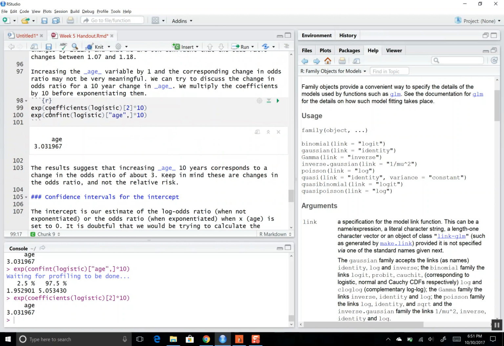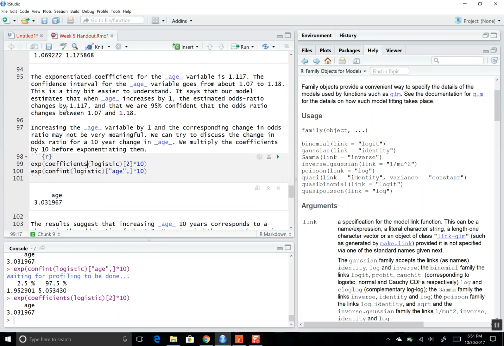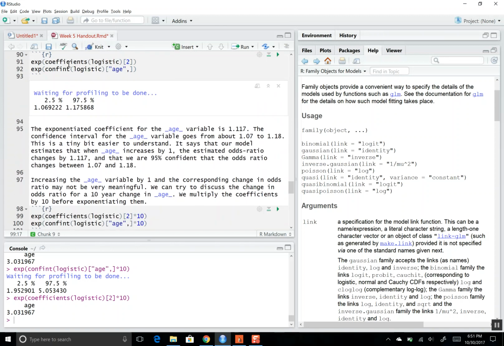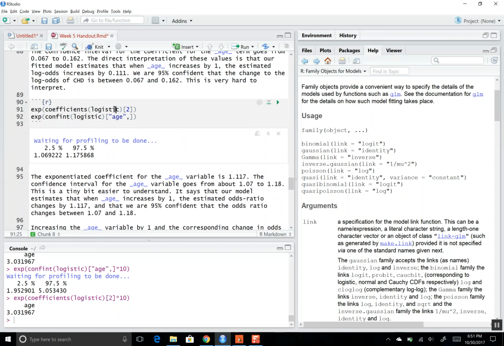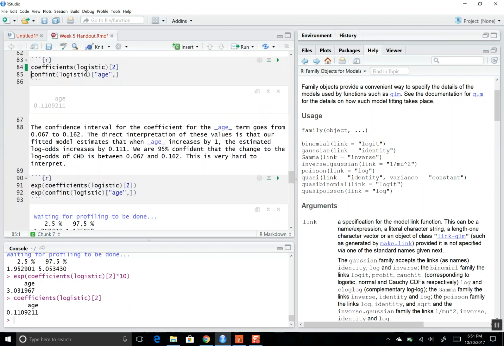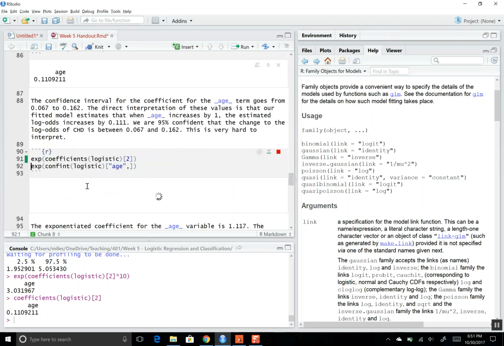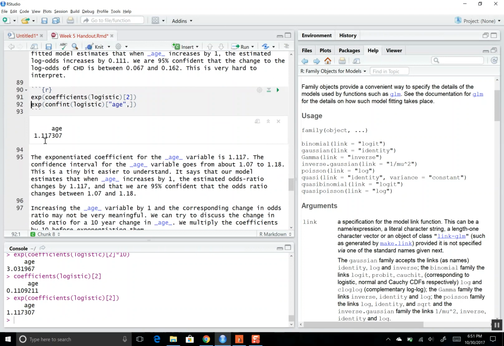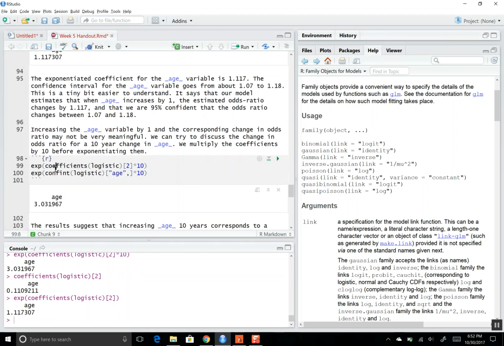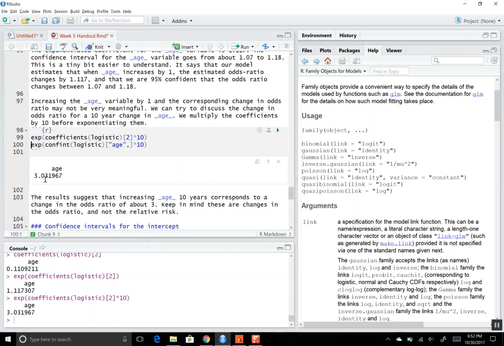To get that, we had to exponentiate our coefficient, right? So here we take our estimated coefficient, 0.11, and if we exponentiate that, it corresponds to an odds change of 1.117. But that's a little bit harder to see on the graph, so we magnified that by saying let's talk about a 10-year age change and exponentiate that. When we do that, we get an odds ratio change of about 3. Does that make sense, the change in odds that we're talking about?